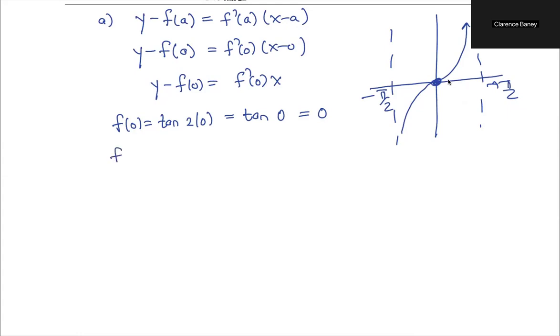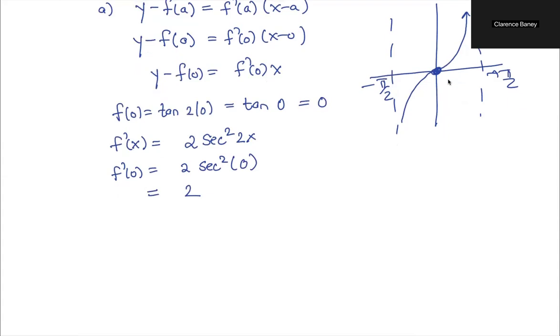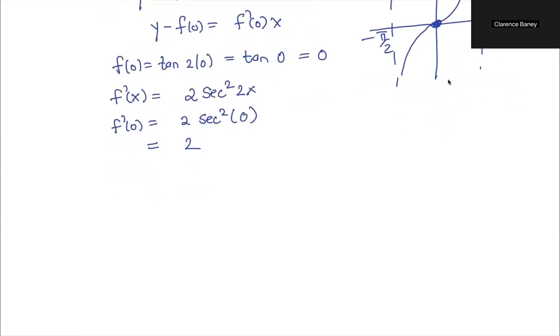F prime was another issue, because we had to use the chain rule, right? We had to take the derivative of the outer function, which would be secant squared of 2x, and then we have to take the derivative of the 2x, which is just going to be 2. So we would have 2 secant squared, and f prime of 0 is going to equal 2 times secant squared of 2 times 0, or 0, which is going to equal 2. So the slope is going to equal 2 at this point, and so plugging those in, my tangent line will be y minus 0 is equal to 2x, or y is equal to 2x.